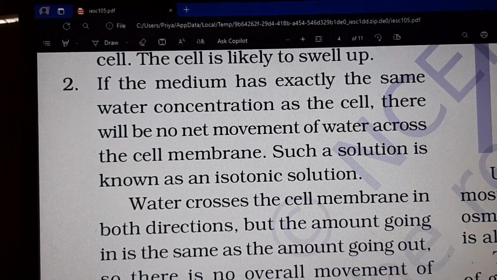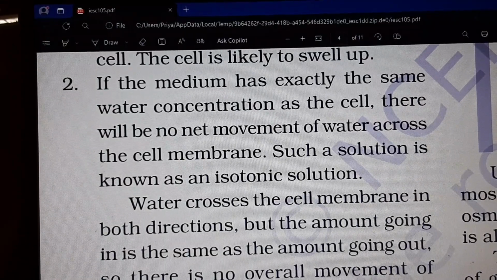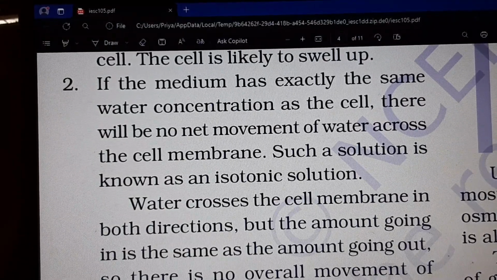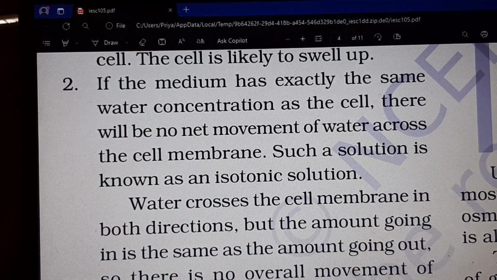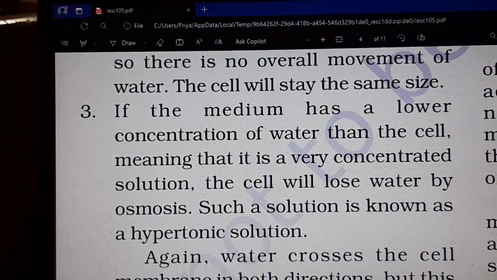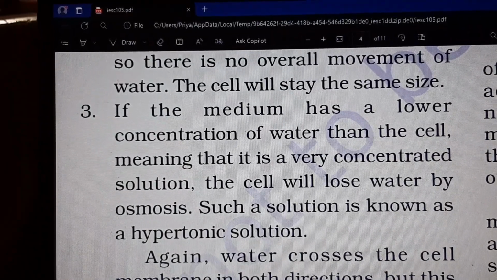If the medium has exactly the same water concentration as the cell, there will be no net movement of water across the cell membrane. Such a solution is called an isotonic solution. Water crosses the cell membrane in both directions, but the amount going in is the same as the amount going out. So there is no overall movement of water. The cell will stay the same size.